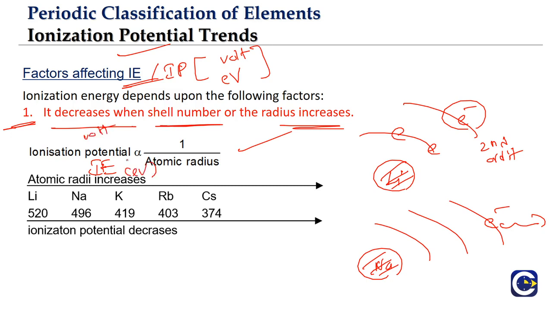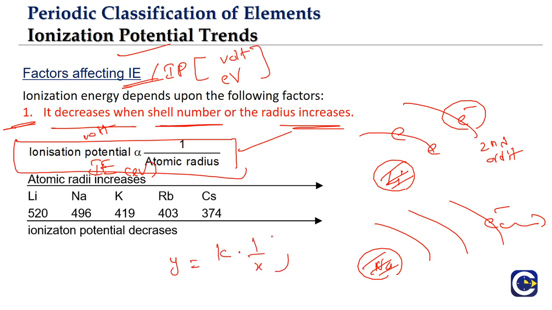Now, what is the relation of ionization potential to atomic radius? As the atomic radius or the shell number increases, ionization energy or ionization potential will decrease. It is not an inverse relation in the sense of a mathematical function like y equals k times 1 by x, not like that. But broadly the relation is a reciprocal type of relation.